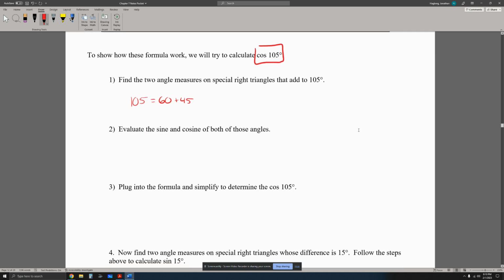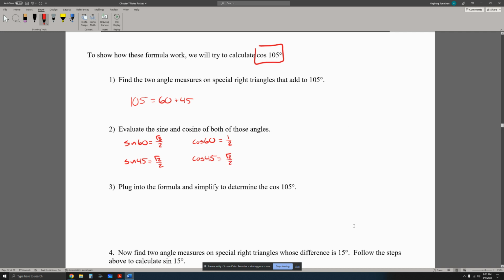Now let's go ahead and evaluate the sine and cosine of both of these angles. So sine of 60, sine of 45, cosine of 60, and cosine of 45. Sine of 60, we can evaluate on the unit circle, is root 3 over 2. The sine of 45 is root 2 over 2. Cosine of 60 is positive 1/2, and cosine of 45 is root 2 over 2.